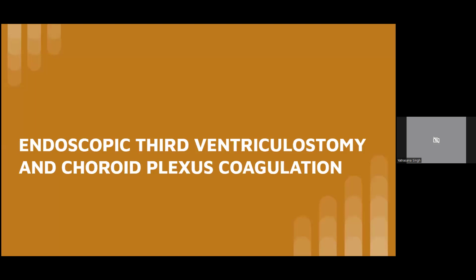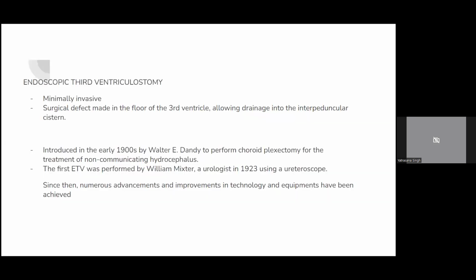Moving on to endoscopic third ventriculostomy and choroid plexus coagulation. So we're moving on to the permanent procedures now for CSF diversion. The endoscopic third ventriculostomy is a minimally invasive procedure where a surgical defect is made in the floor of the third ventricle, and this allows drainage into the interpeduncular cistern.